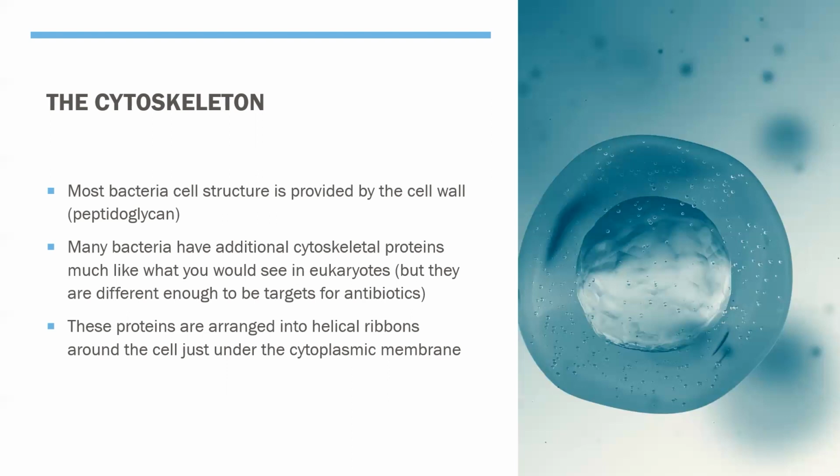These cytoskeletal proteins are often arranged in helical ribbons around the cell, primarily right underneath the cytoplasmic membrane.